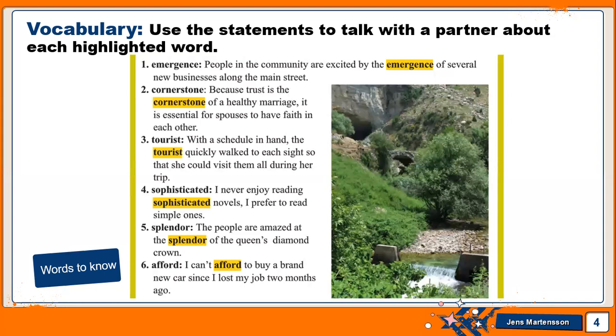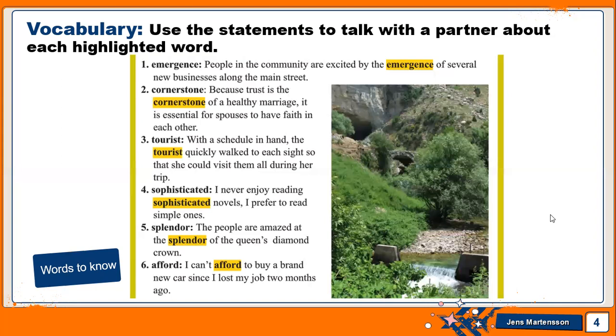The people are amazed at the splendor of the Queen's diamond crown, the magnificence of that diamond crown. Okay? And the sixth and last vocabulary word is afford. I can't afford to buy a brand new car since I lost my job 2 months ago. So I can't afford buying this means that I do not have enough money to buy this. Okay?